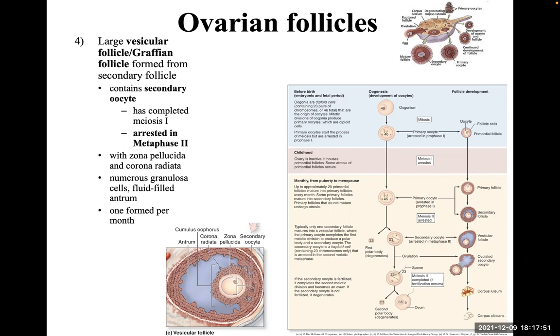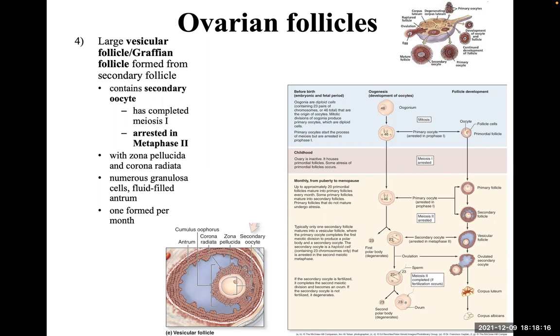Another thing I'll point out at this stage is that for genetic females, in general, this is not a hard and fast rule, but in general, every other month the same ovary ovulates an egg, right? So one month, it'll be the right ovary. The next month, it'll be the left. The next month, it'll be the right. Again, this is in general.